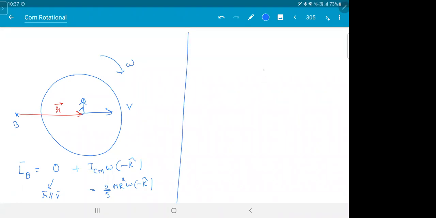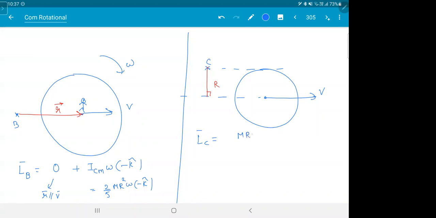What about C? So C is standing here. This is the velocity. Extend the velocity, drop the perpendicular. So angular momentum about C would be MRV. Only difference will be plus k cap now, because this will rotate this way. Plus I_CM omega minus k cap, because when you stand on the center of mass, you will see rotating clockwise only. So MRV plus k cap plus 2 by 5 MR square omega minus k cap.